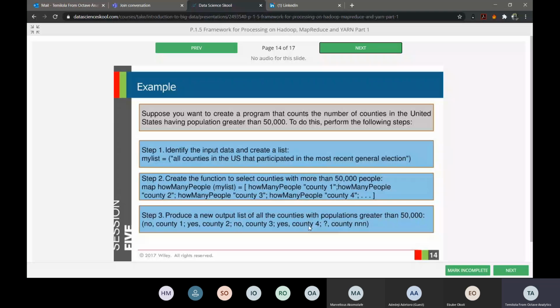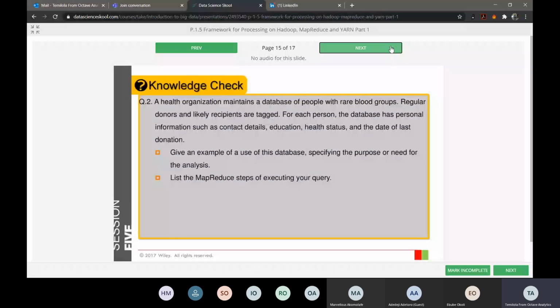Total number of eligible voters is 4. Does this state have a population of more than 50,000? Yes. So on and on like that. So that's how it does it for this problem.